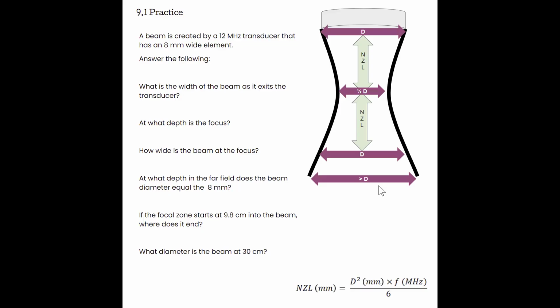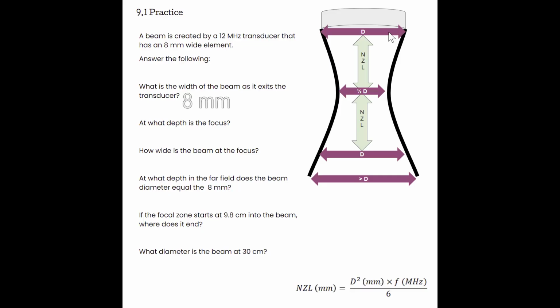So our first practice problem says that we have a beam that is created by a 12 megahertz transducer that has an 8 millimeter wide element. And we need to answer the following. So the first question asks us, what is the width of the beam as it exits the transducer? So it wants to know, what is D? What is the near zone width right as it comes out of the transducer? Well, that's 8 millimeters because it equals the element diameter.